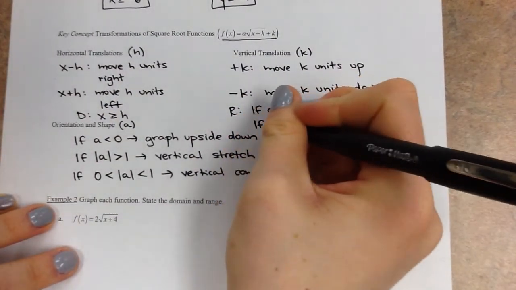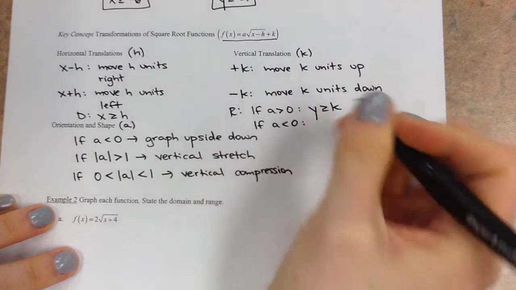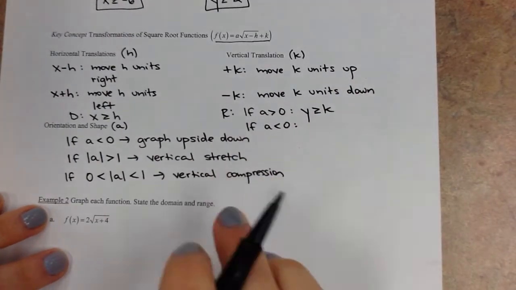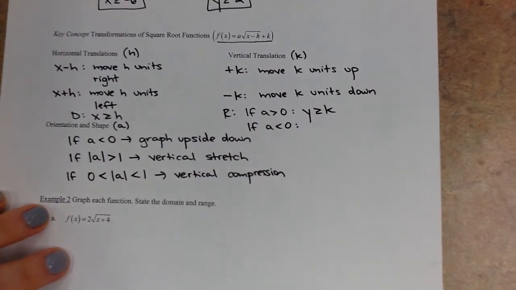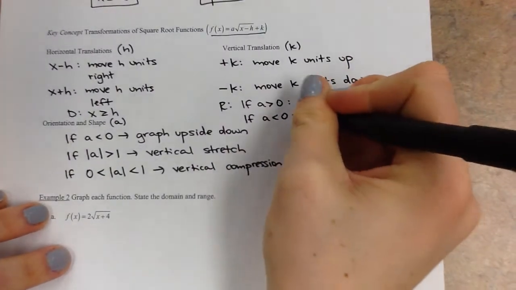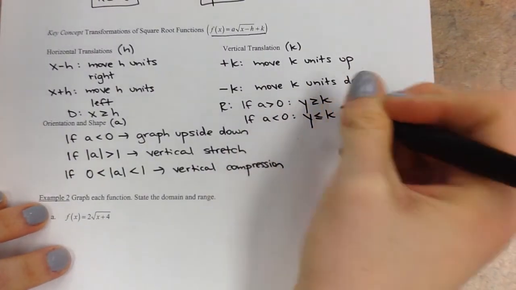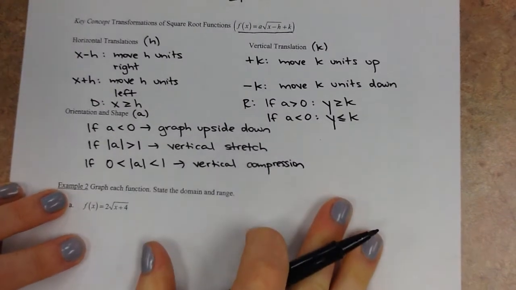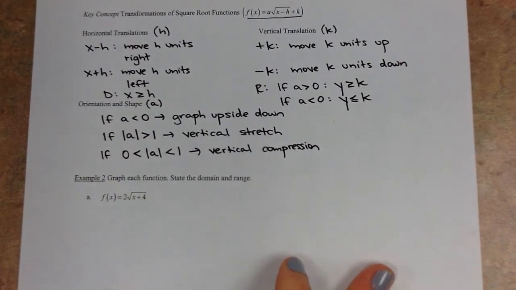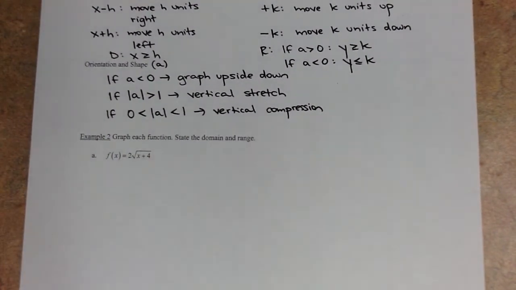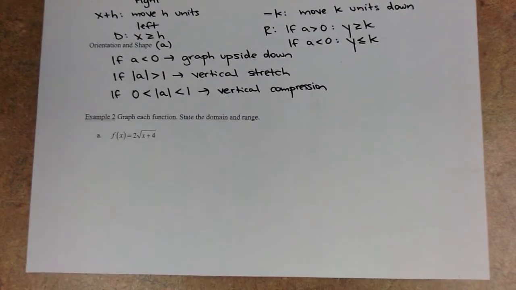If your graph gets flipped upside down, then that actually becomes the largest value rather than the smallest value because you get flipped upside down, similar to a parabola. Then you can be anything below that value instead. But once we see an example, I think this will be a little bit more clear. Okay, so these are some of the transformations that we can make. This example, we're going to graph the function, state the domain and range.